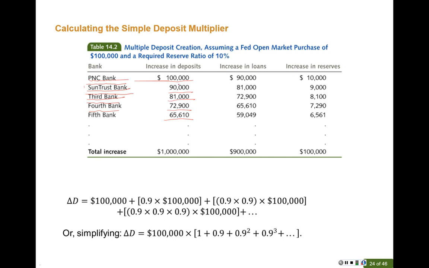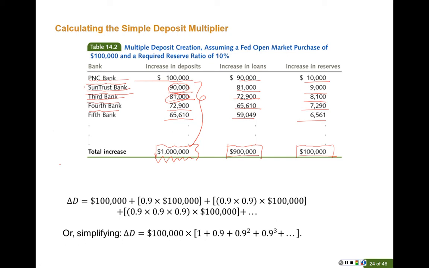And each number here, like $90,000, is 90% of the previous bank's deposit. The $81,000 is 90% of the previous bank deposit. And if we add up all these numbers together, we actually can get $1 million here. Similarly, we can add all the loans created in the banking system, and we find that the total loan increase in the banking system is $900,000. Similarly, we add the reserves created in each bank together, and we find that for the whole banking system the reserve is increased by $100,000.